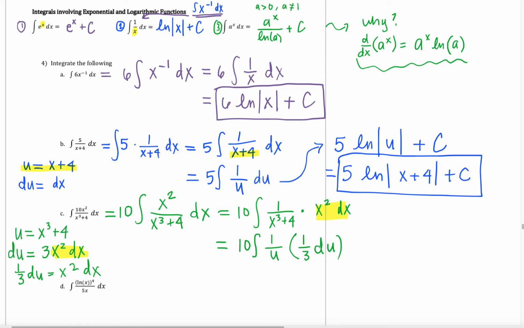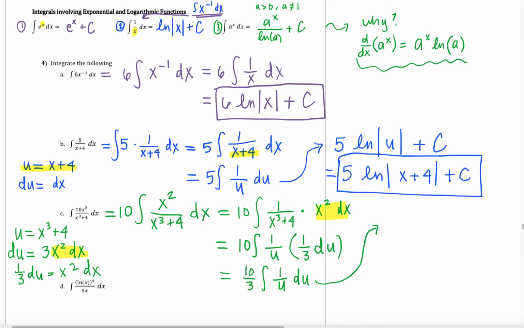Now technically our u sub is complete, because we've rewritten everything from being in terms of x to being in terms of u. I'm going to just clean it up a little bit and take out all of our scalars, so we really have 10/3 outside of the integral, and then we get left with 1 over u in the integrand, and then our du. From here, why don't you guys pause the video, find your antiderivative, and then substitute back what u equals once we found our antiderivative. So let's check the rest of this example here.